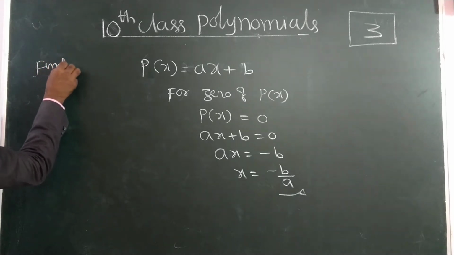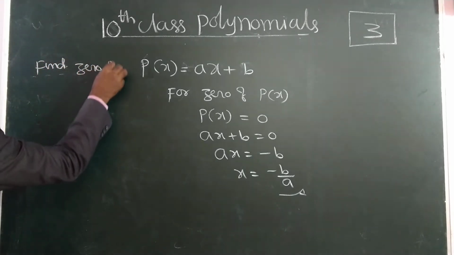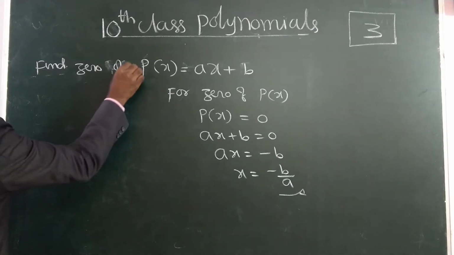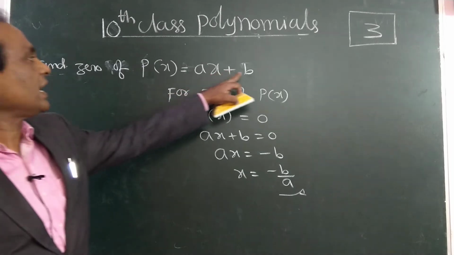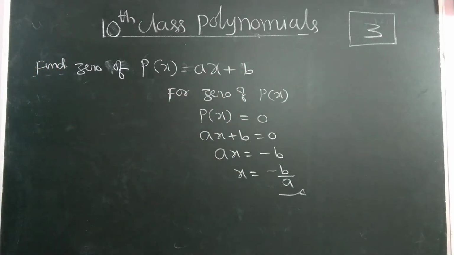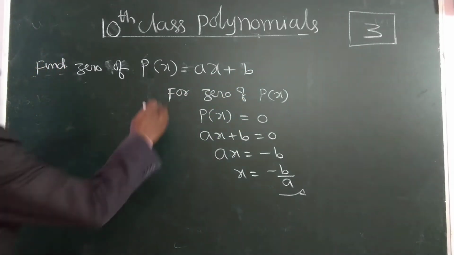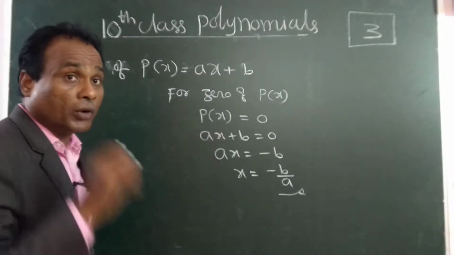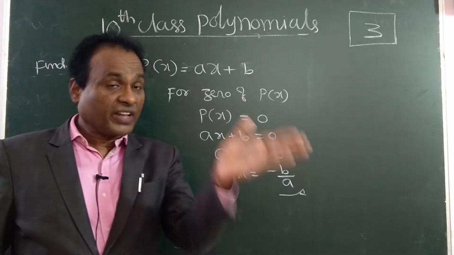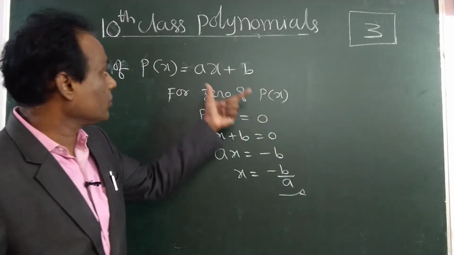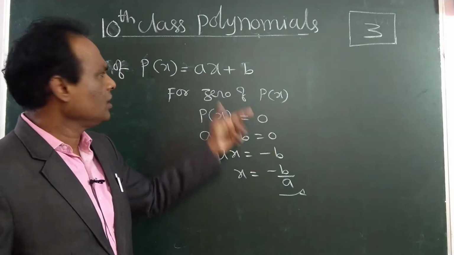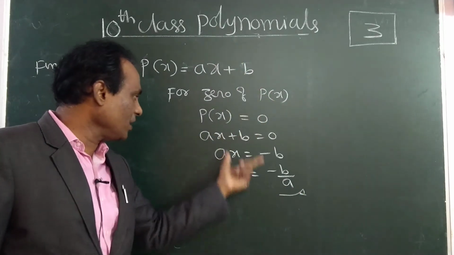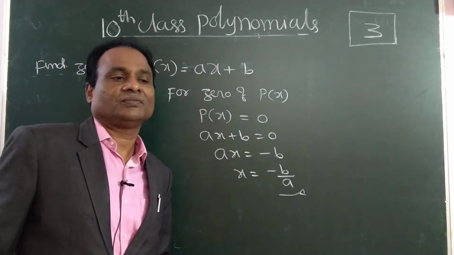Find the zero of the polynomial p of x is equal to ax plus b. Now in the second exercise or even later exercises, this is a very important concept. Simply equate it to 0, that's all. Equate it to 0, it becomes an equation. You know how to solve the equation. Simply we have to find the x value. That's all. Right.